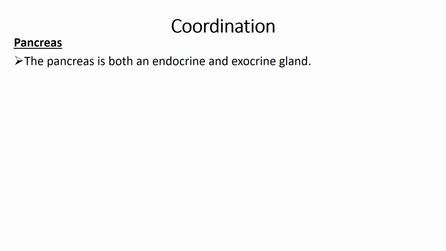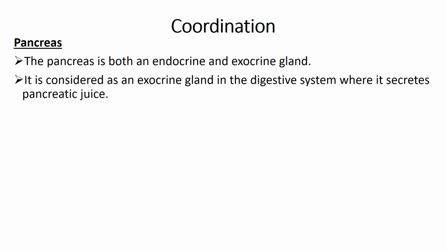which are exocrine systems. So it is considered an exocrine gland in the digestive system, where it secretes pancreatic juice. Remember, pancreatic juice is the alkaline juice that is secreted by the pancreas. I think we've discussed this, and it has been there in most of our tests when we write tests for those who are in my class.